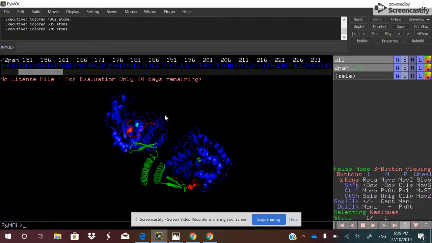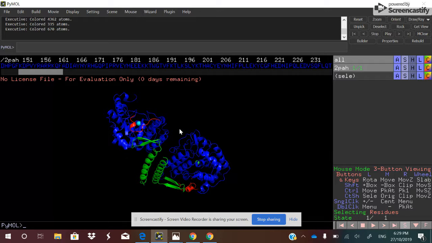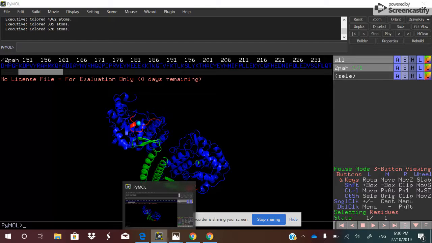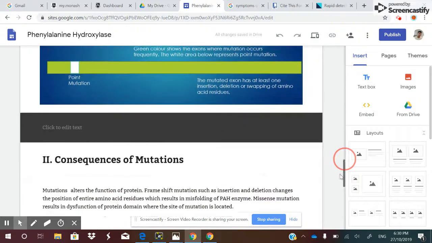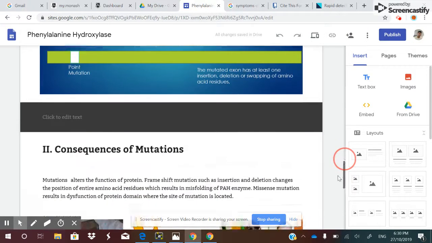Mutation in any one of these domains alters the function of the domain. So if there's a mutation in the tetrameric domain, then the protein won't be able to form quaternary structure, and hence there won't be an active form of the PAH enzyme. So the enzyme is in an idle form, not an active form, and hence the enzyme doesn't work and is dysfunctional. That's all about the mutation.